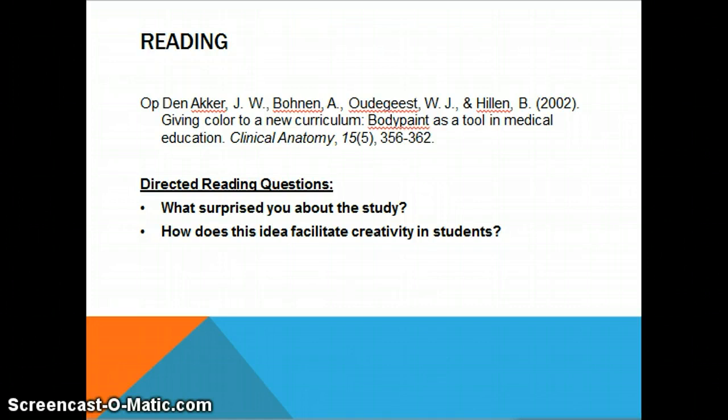I'd like you to think about, when you're reading the article, what surprised you about the study, what it made you think of creatively within your own field, and how you could go about studying education in your own field. The second thing to think about is, how does this idea facilitate creativity in the students themselves? The focus of this course is creativity as a core competency within medical professions, so think about what a course such as the one designed in this study can do for fostering creativity in students.